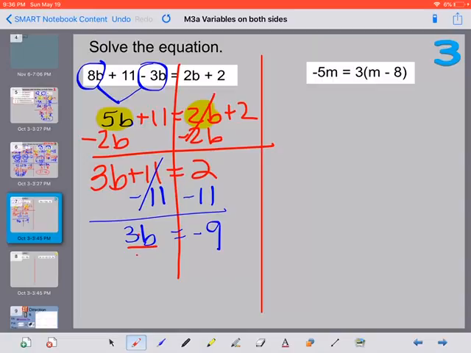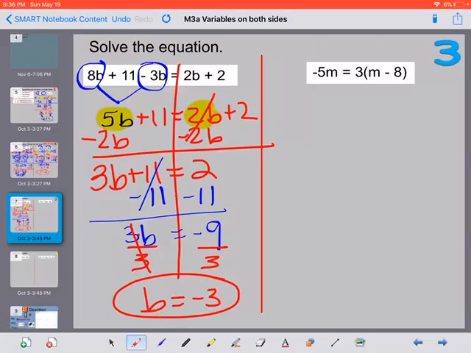And the opposite of multiply is divide. Divide by 3. 3 goes into 9 3 times, and it's negative. That one's a little bit easier without the distributing, I think anyways. All right, let's try the next one. So if we distribute first on this side, 3 times m is 3m. 3 times 8 is 24, but there's a negative, so it's a negative 24.